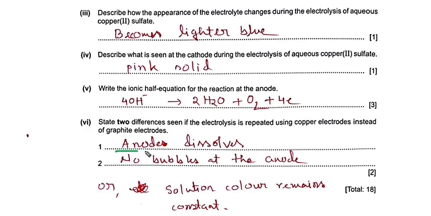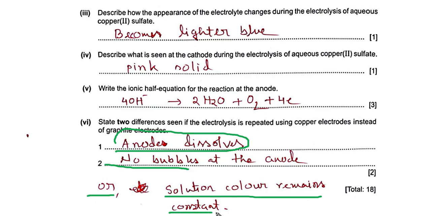Number 1 difference: the anode dissolves and no bubbles are seen at the anode. Or you can write that the solution color remains constant. Copper(II) ions are used up and produced at the same rate, so the solution color remains the same.